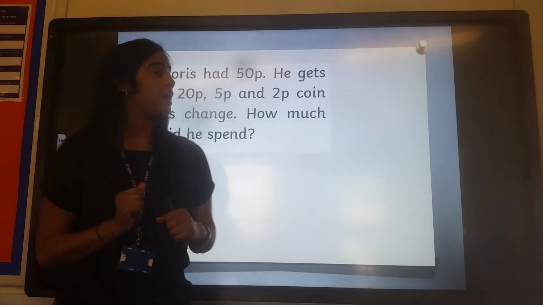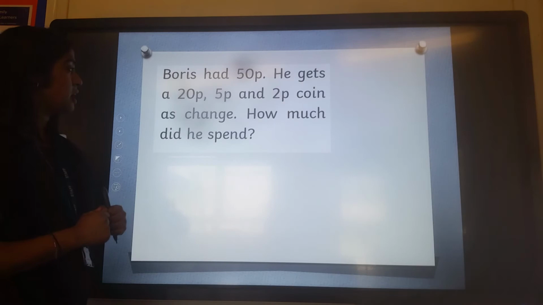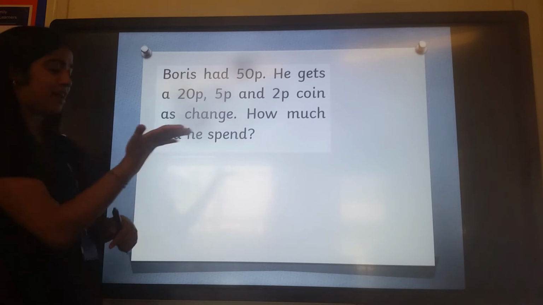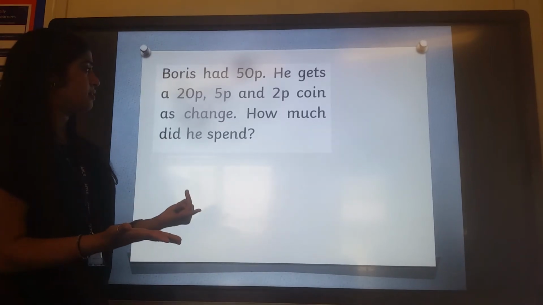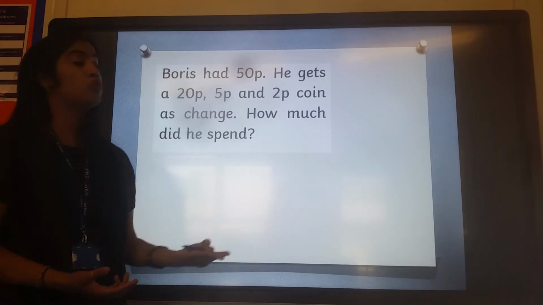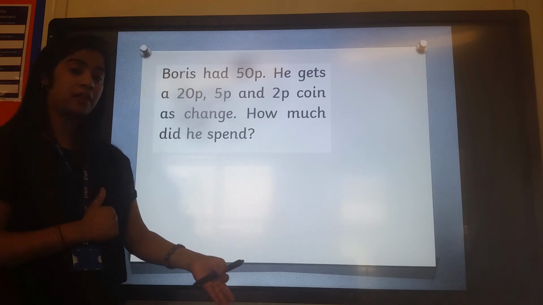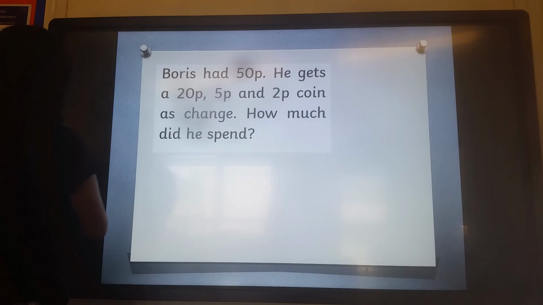Boris had 50p. He gets a 20p, a 5p and a 2p coin as change. So how much did he spend? Off you go.